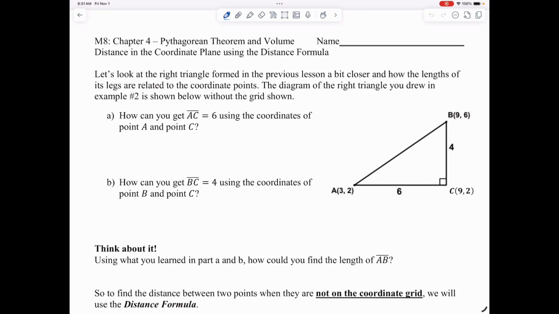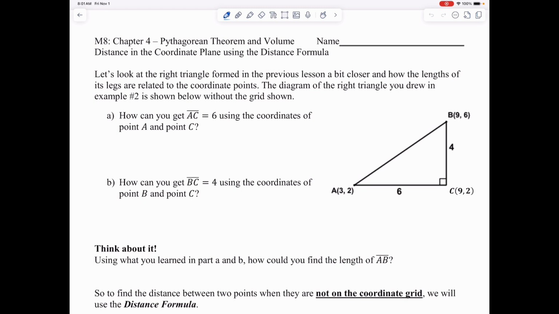Today's lesson is called Distance in the Coordinate Plane using the distance formula. So let's look at the right triangle formed in the previous lesson a bit closer and how the lengths of its legs are related to the coordinate points. The diagram of the right triangle you drew in example 2 is shown below without the grid.